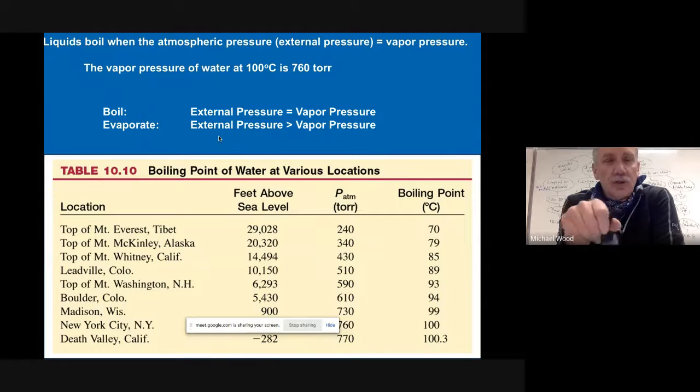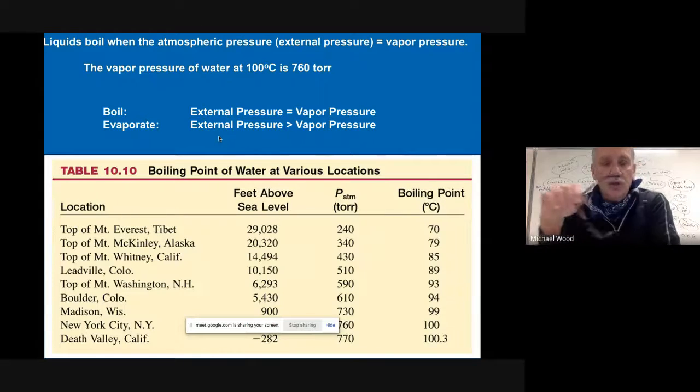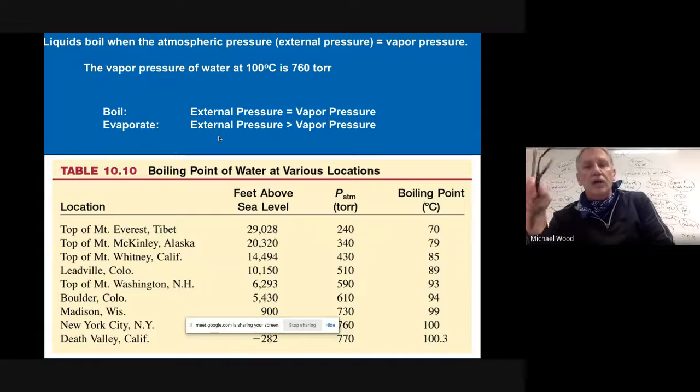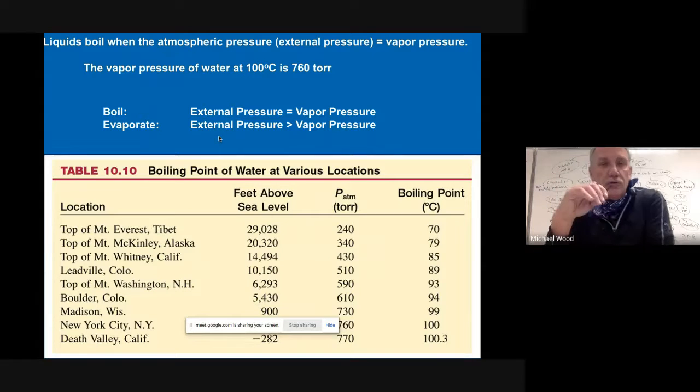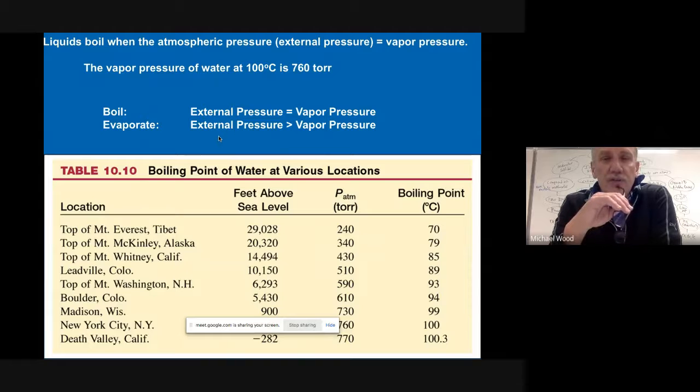It's kind of interesting when you look at this table here. Look at those boiling temperatures. The column on the right, Mount Everest, of course, the highest place on the planet. The water boils at 70 degrees. Mount McKinley, the highest mountain in North America, 79. Leadville, Colorado, the highest city in Colorado, water boils at 89. So as the elevation goes up, the boiling point goes down because you don't reach that point.